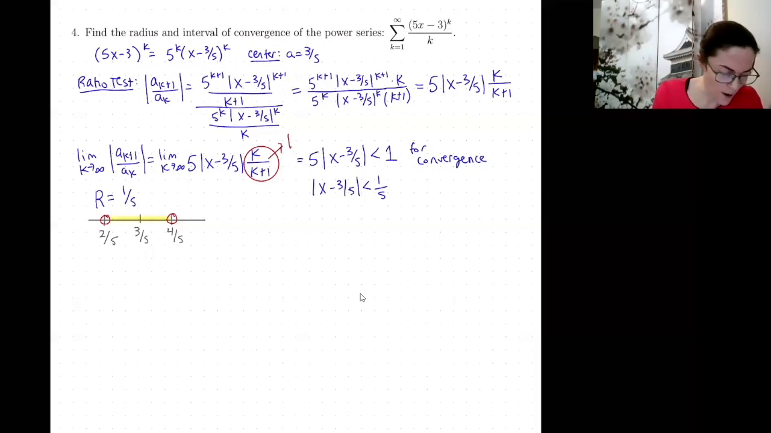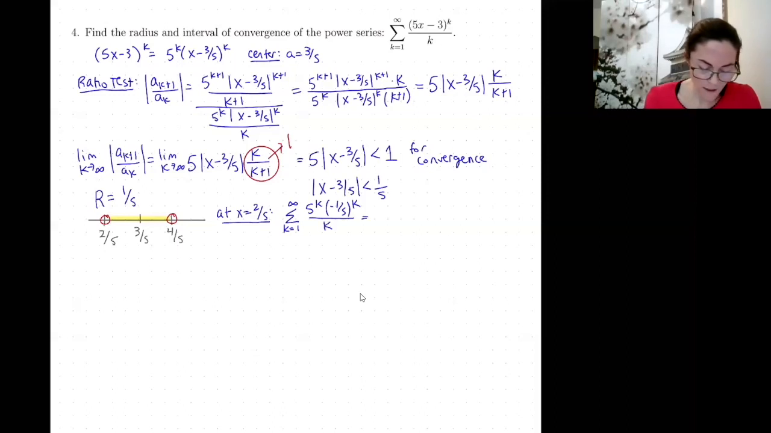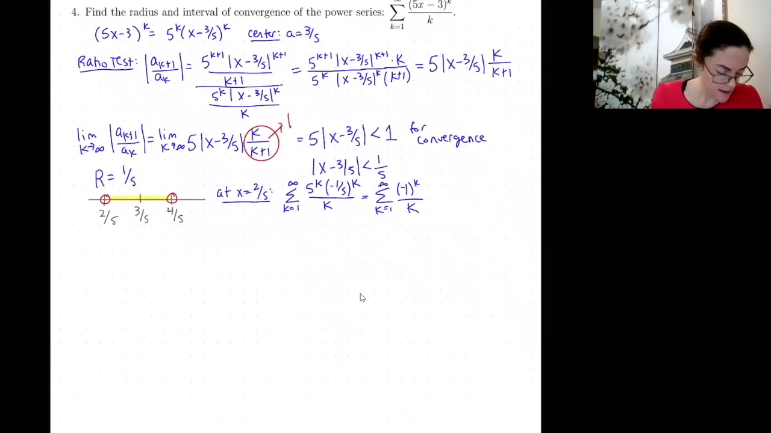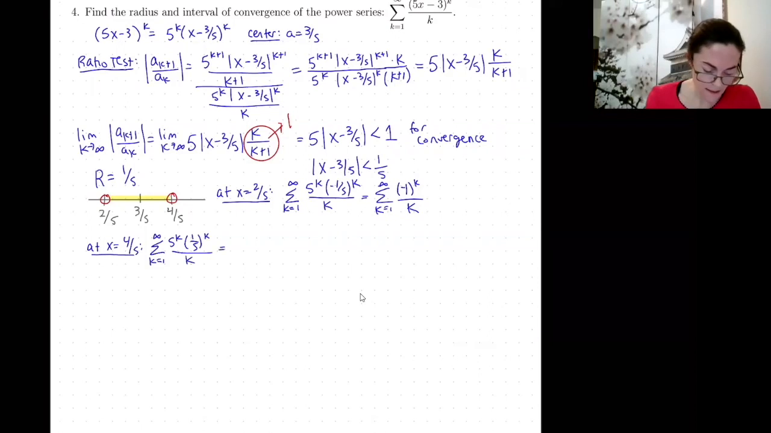Okay, so here we go. This is the final part of this problem. We're going to test at x equals 2/5. What is my power series? It's a sum, k equals 1 to infinity. Well, I have 2/5 minus 3/5. Maybe I'll write it. I have a 5 to the k. I have a minus 1/5 to the k over k, which is a sum, k equals 1 to infinity, minus 1 to the k over k. And then I will immediately just write down the other endpoint at x equals 4/5. I get the sum. I have 5 to the k. I have 1/5 to the k and over k.